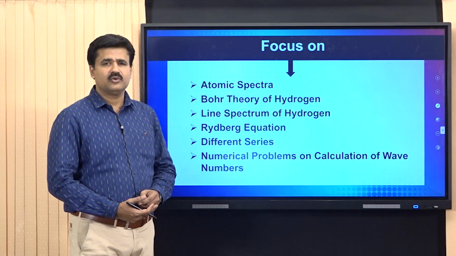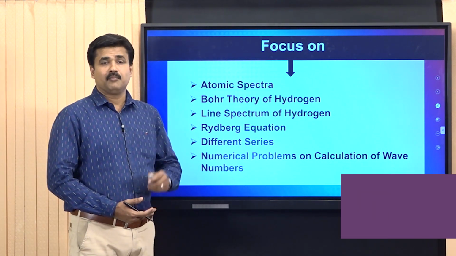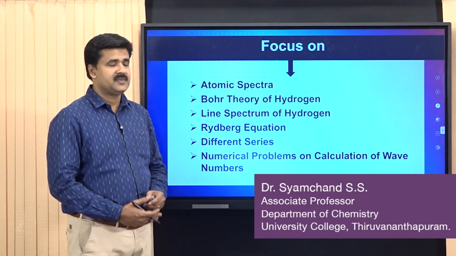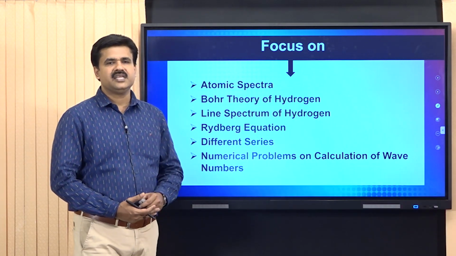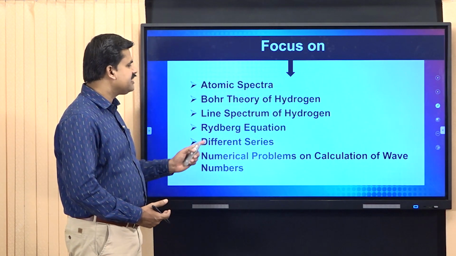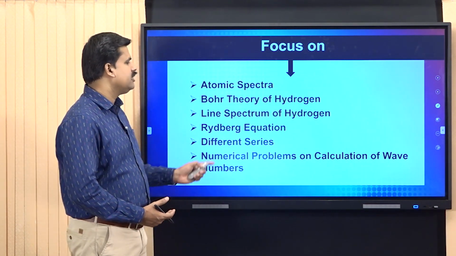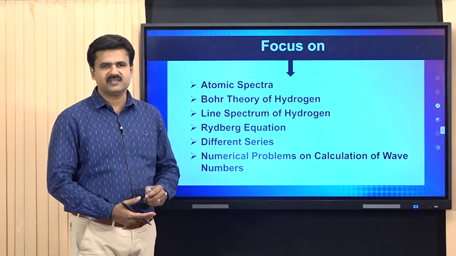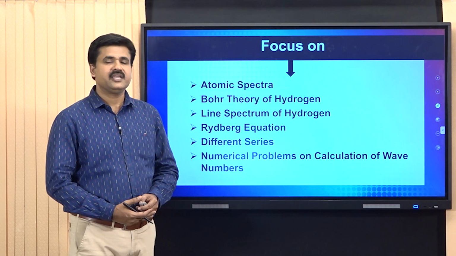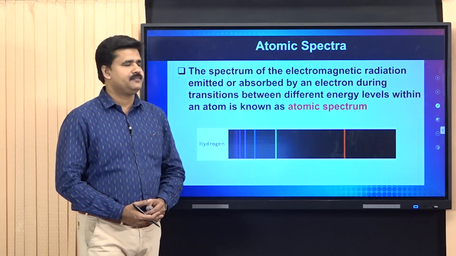The contents of this module are atomic spectra, Bohr theory of hydrogen, the line spectrum of hydrogen, Rydberg equation, different series in the line spectrum of hydrogen, and numerical problems on calculation of wave numbers based on Rydberg equation. First of all, atomic spectra.